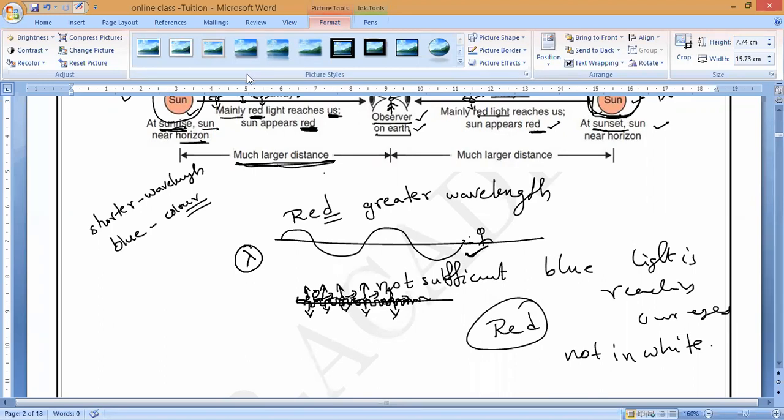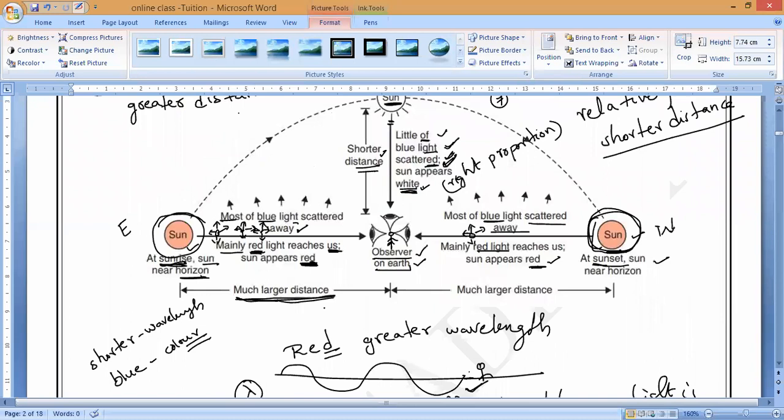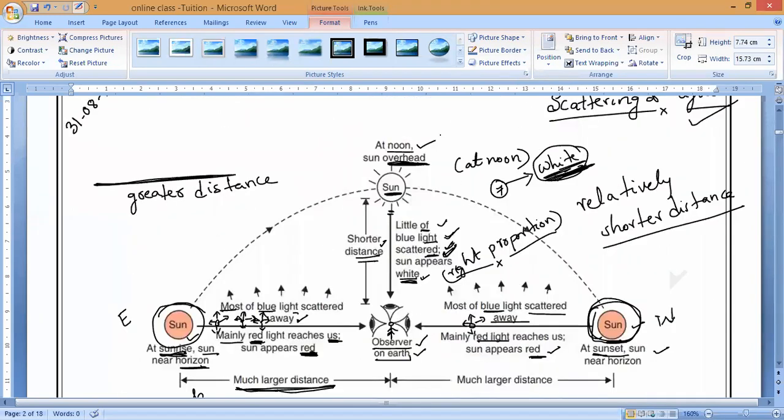That is the reason during the sunset and sunrise, the sun and the surroundings appear to be red in color, because all the colors of light are not in the right proportion during morning and evening, sunrise and sunset. But at noontime, all the colors reaching the observer are in the right proportion. That is why the sun appears to be white in color.